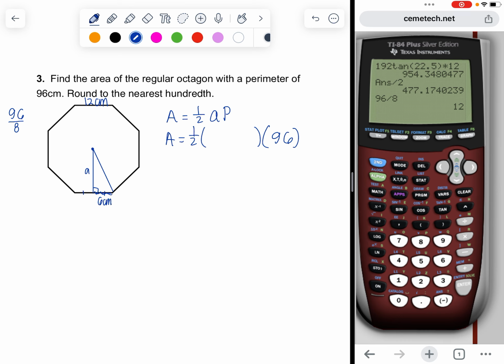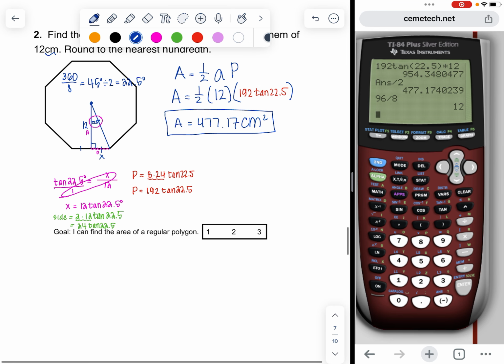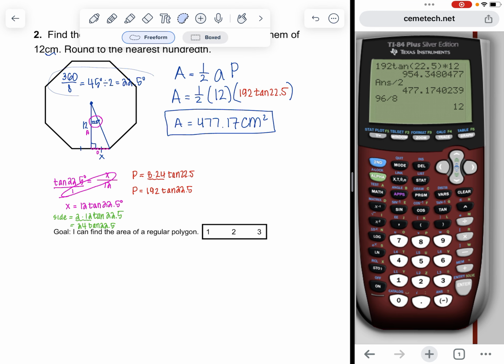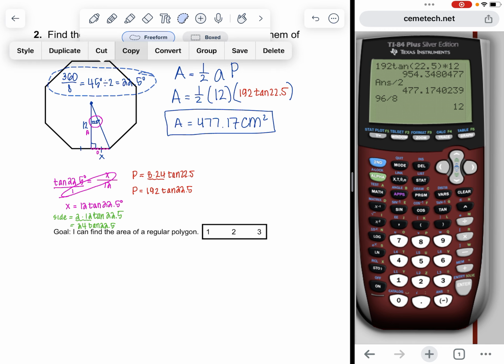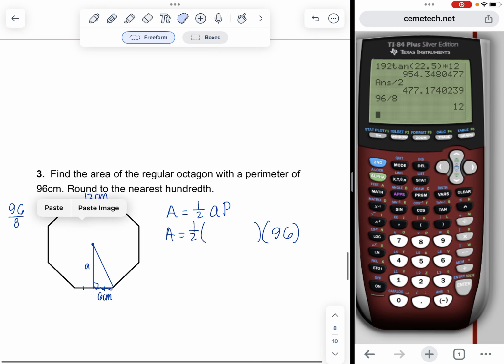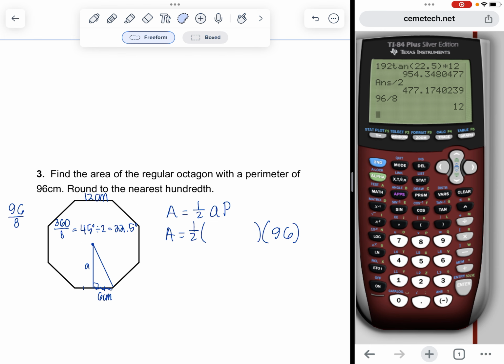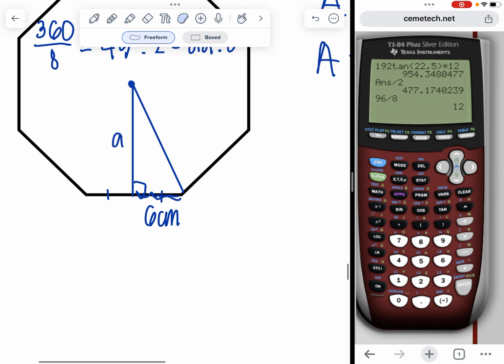Now I need to find this angle right here. I know it's 22.5 degrees. Why do I know it's 22.5 degrees? This math right here. It's another octagon. It's not going to change. Doesn't change the fact that it's an octagon. That's still 22.5 degrees. Okay. All right. So let's find the apothem.